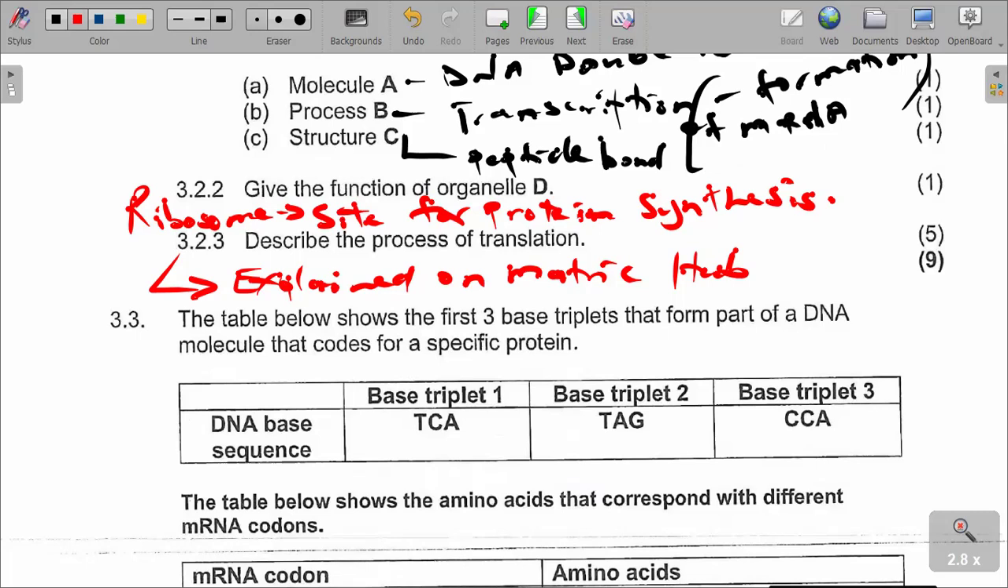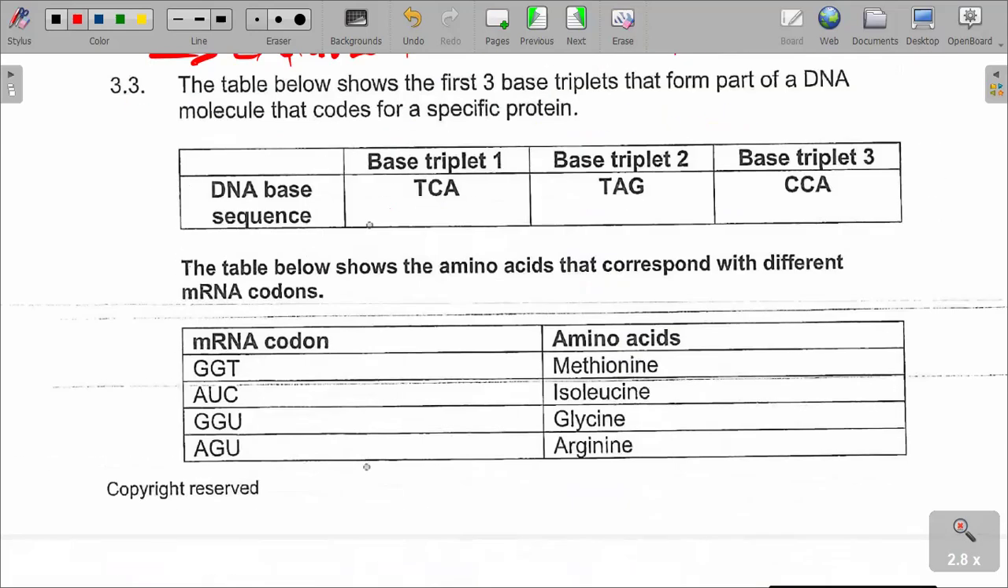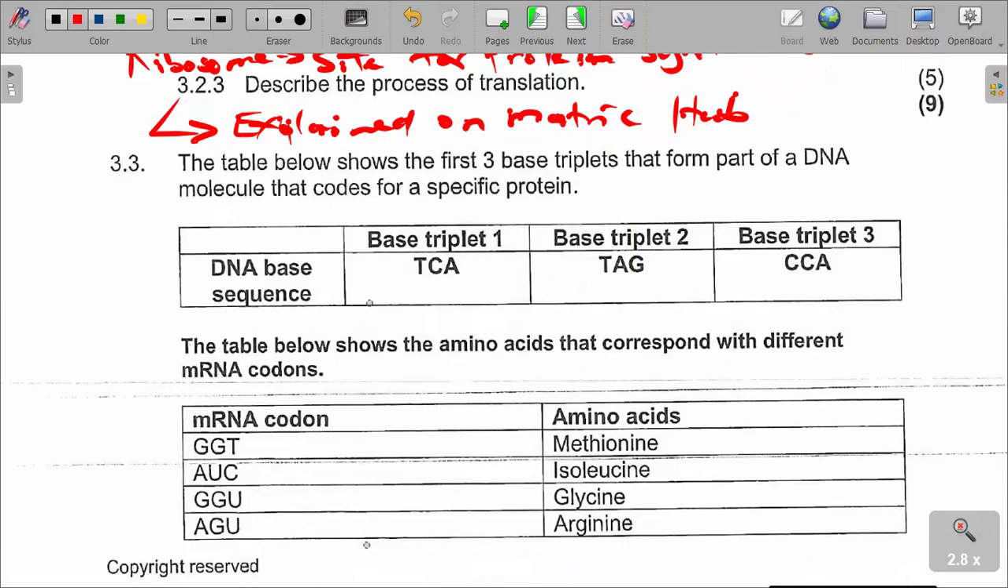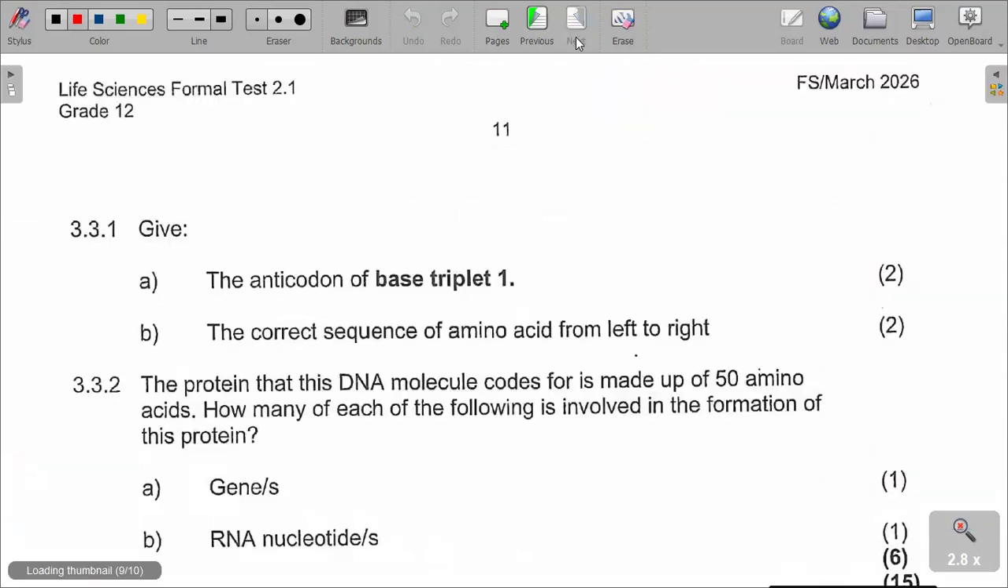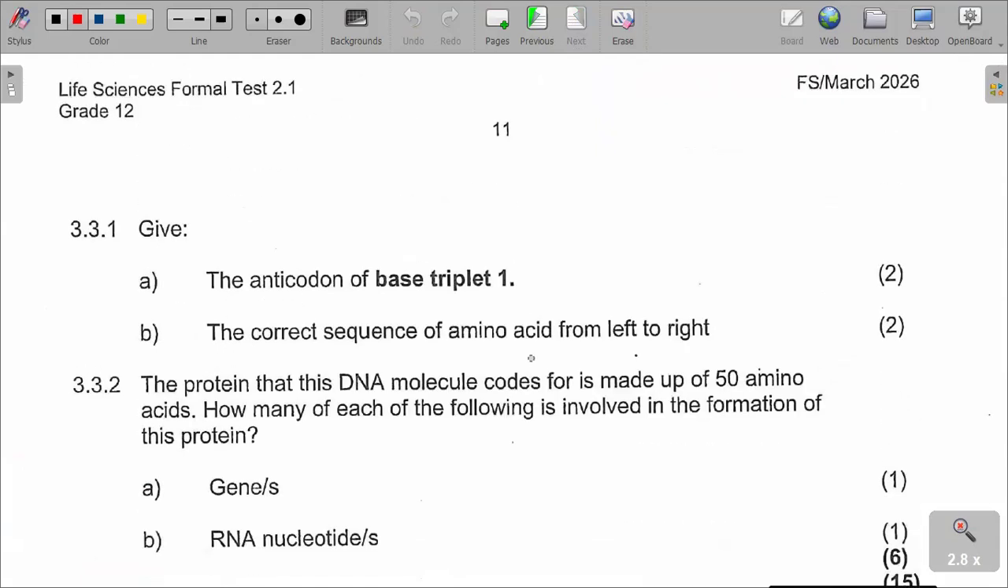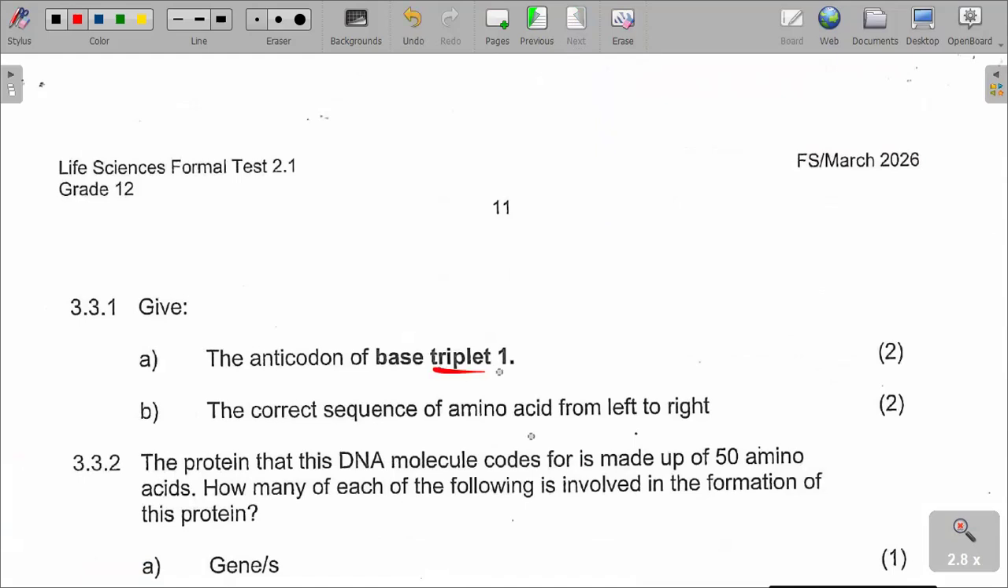You can as well check it there. It is explained and marked quite clearly that translation is protein synthesis. It shows the triplets that form part of the DNA molecule that codes for a specific protein. And we are asked questions. The first question says, give the anticodon of base triplet 1. We just have to check it.